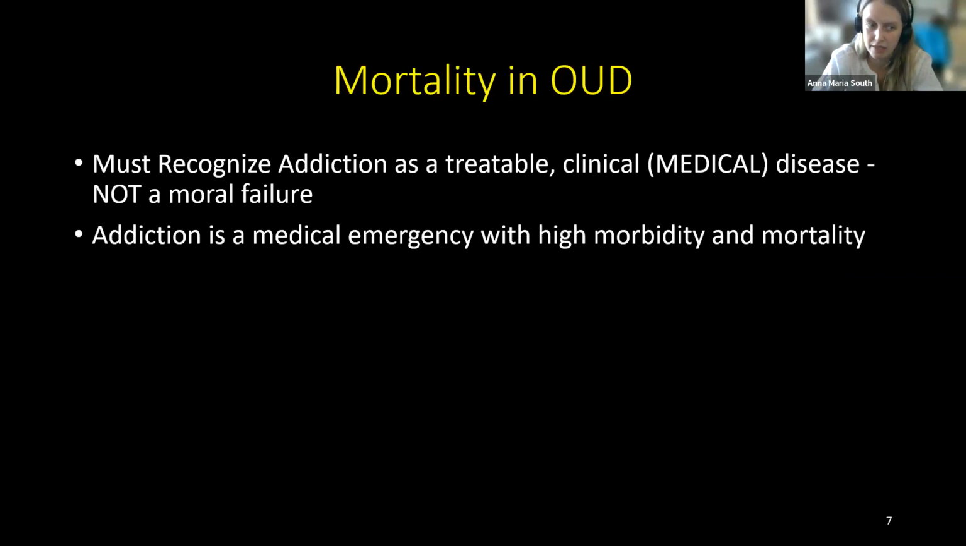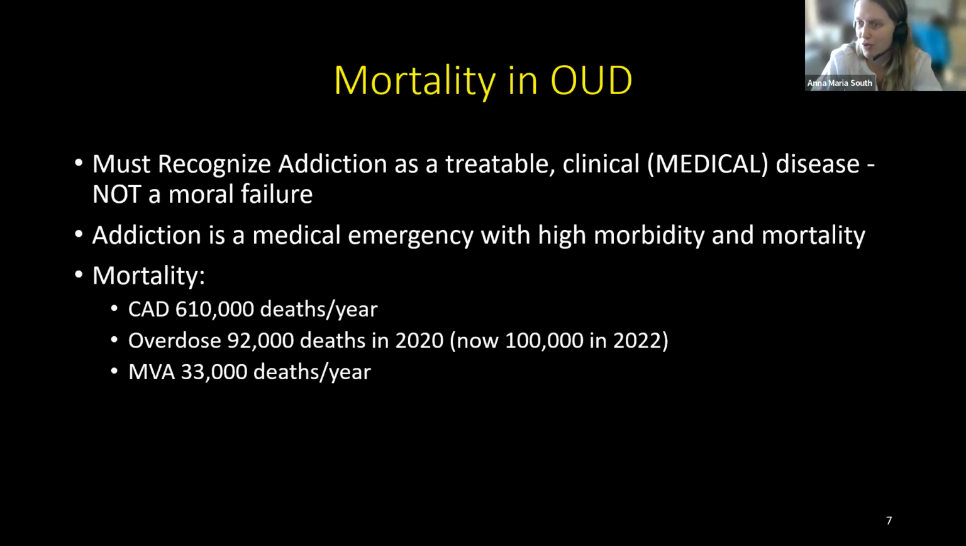And as I said, this is a treatable clinical medical disease, and it is a medical emergency that has high morbidity and high mortality. So we all probably know that coronary artery disease or heart disease is the number one cause of death in the United States in general, causes about 610,000 deaths per year. Overdoses have risen sharply, and in both 2021 and 2022, over 100,000 people died from overdoses in America. And I like to compare that sometimes with motor vehicle accidents because I think that's something that everybody understands as a preventable death that could have been avoided.